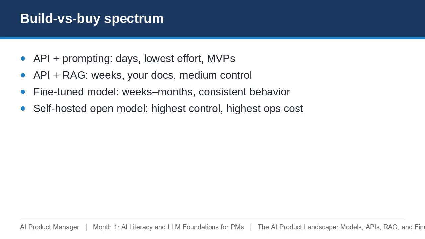Think of options on a spectrum. A hosted API with prompting ships in days and suits MVPs, adding RAG takes weeks and unlocks question answering over your documents. Fine-tuning adds consistent behavior but more effort. At the far end, self-hosting an open model gives maximum data control and possibly better economics at scale, but you own all the infrastructure and operations. Move right only when there's a clear reason.